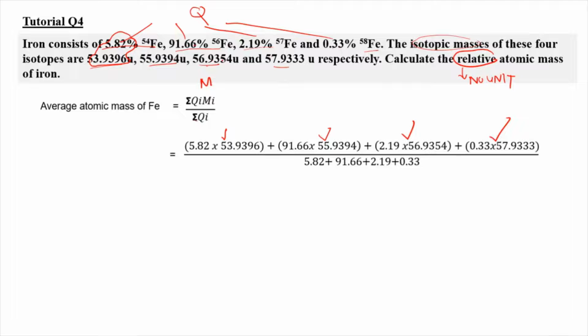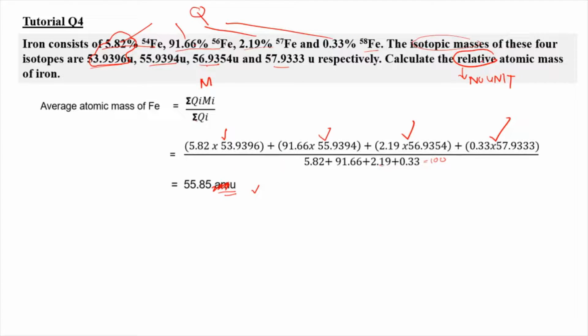So be very careful because sometimes you misnumber the digits here. Okay, so please double check. And then your percentage of abundance, which is Q, is basically 58.82 plus 91.66 plus 2.19 plus 0.33. So here it is supposed to give 100. Okay, so once we do the maths, we're going to get 55.85 AMU. Or you can say that it is U, because the given values here are in U.